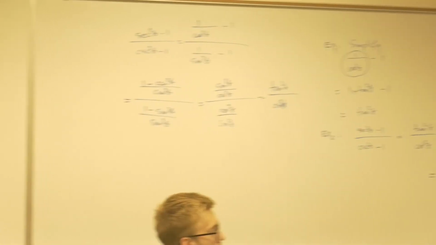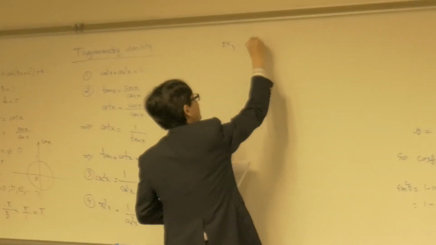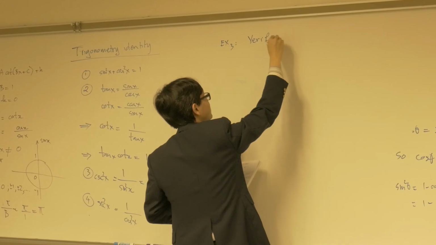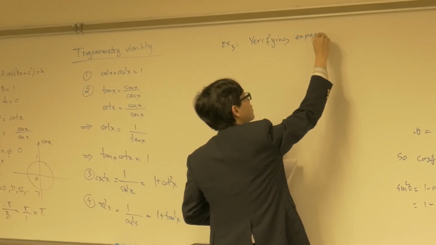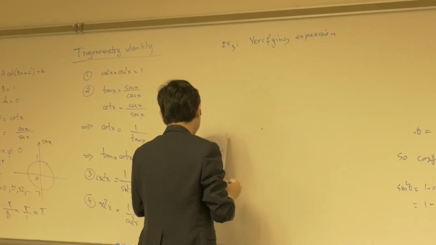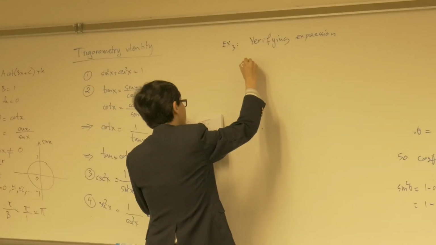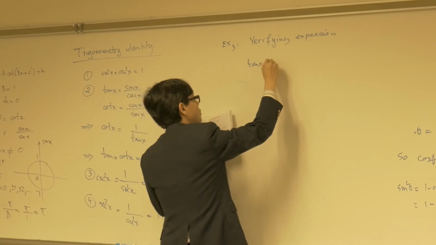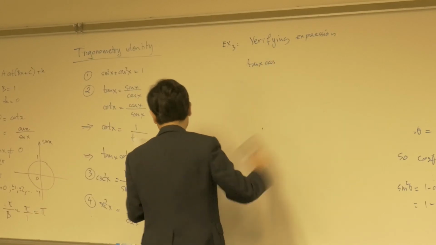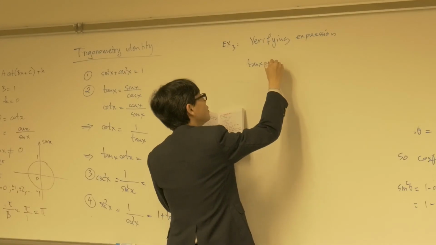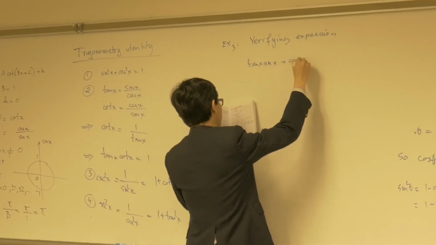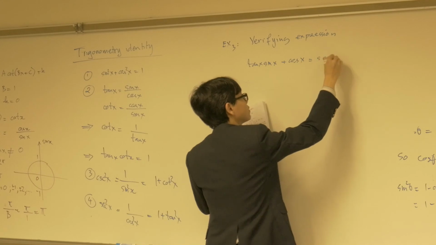Okay. Example number 3. I want you to verify the expression. And I have something like this: tangent of x, of course, times sine of x, plus cosine of x equals secant of x.